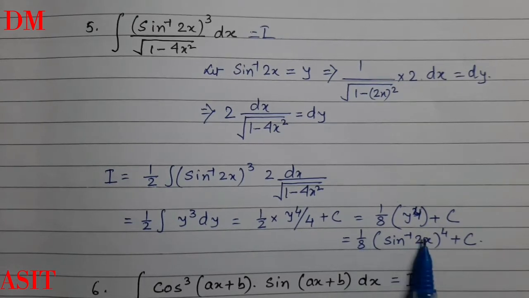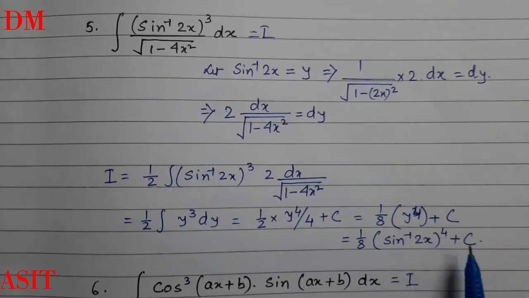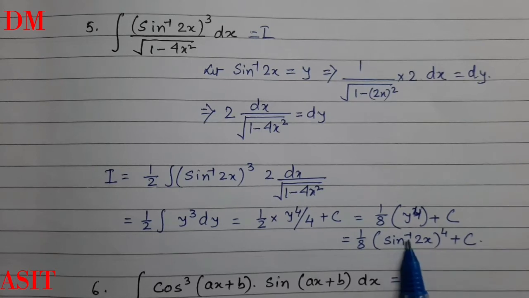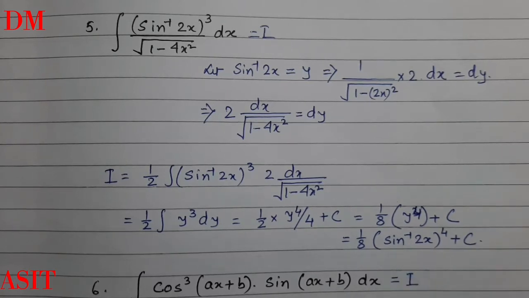Now I want to say one thing: don't write this as sine to the power minus 4 2x, because it is an inverse function. There is a functional inverse. Sine inverse is not 1 by sine 2x, so don't do this. It will be 1 by 8 sine inverse 2x whole to the power 4 plus c. This inverse is the functional inverse.